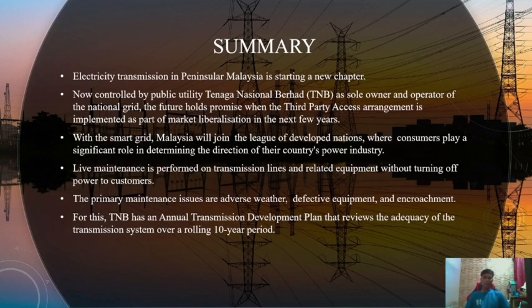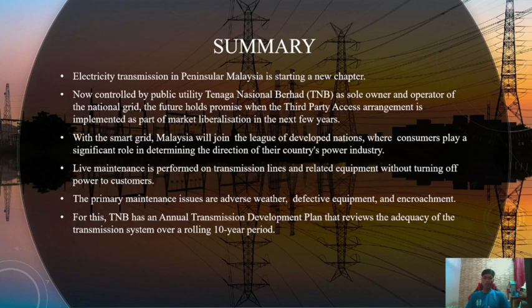The future holds promise when the third-party access arrangement is implemented as part of market liberalization in the next few years. With the smart grid, Malaysia will join the league of developed nations where consumers play a significant role in determining the direction of their country's power industry.